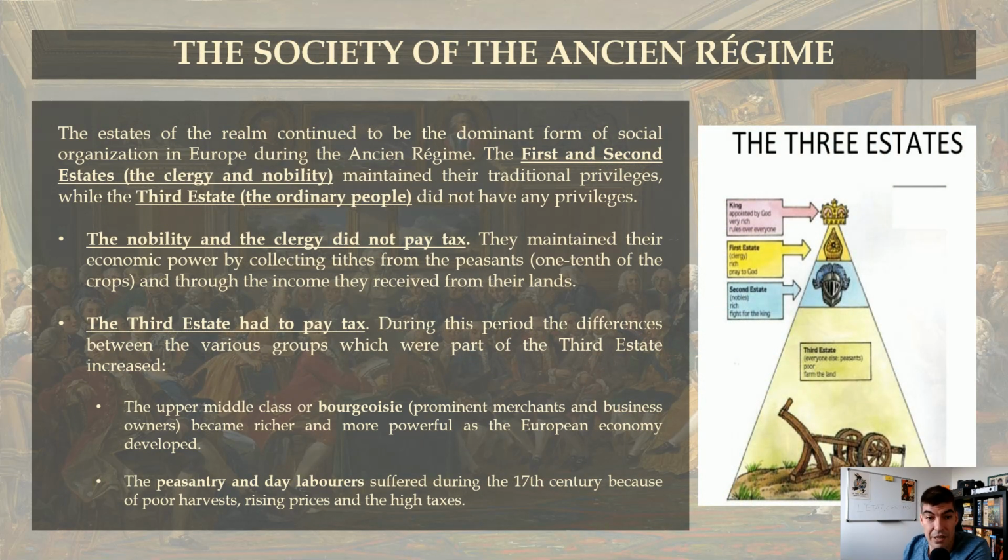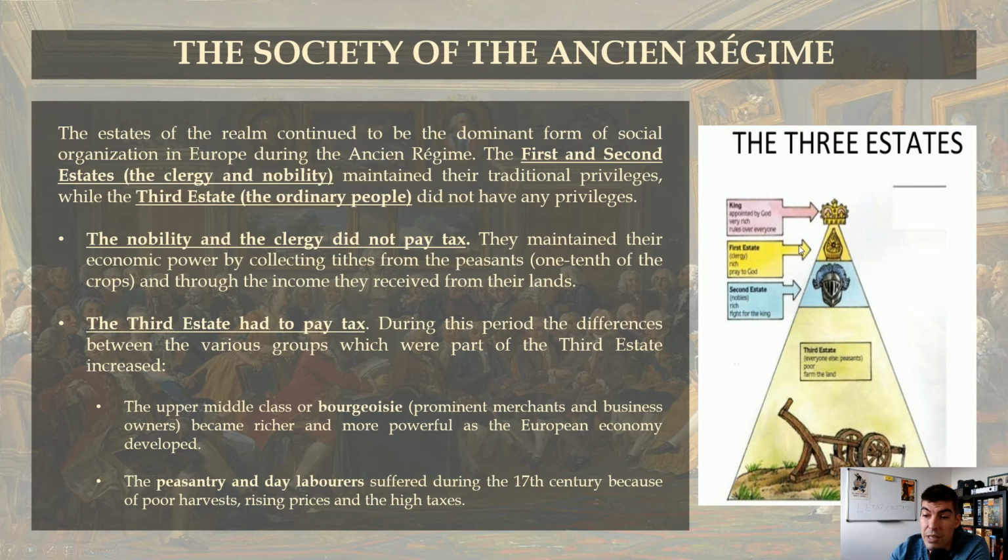Finally, the society. The society was divided in estates, starting with an E, estates, estamentos in Spanish. The estates of the realm continued to be the dominant form of social organization in Europe during the Ancien Régime, because the estates came from the Middle Ages. We had three estates. The first estate, which is the clergy, the church. The second estate, the noblemen. And the third estate, the rest of the people, everyone else, the common people, the ordinary people.